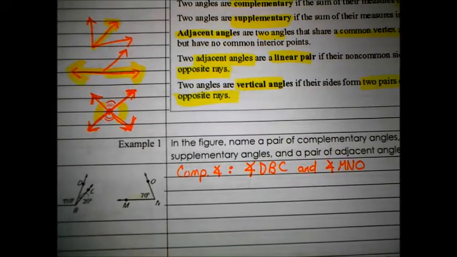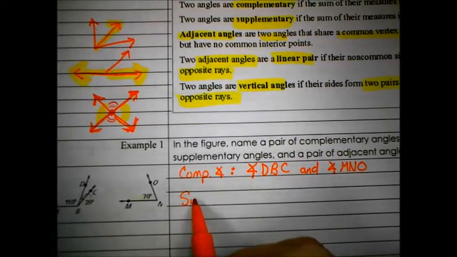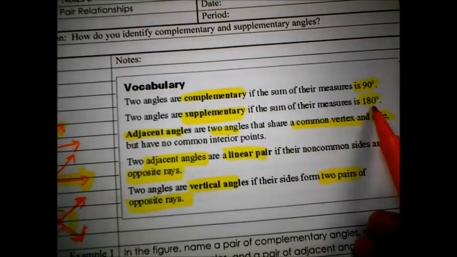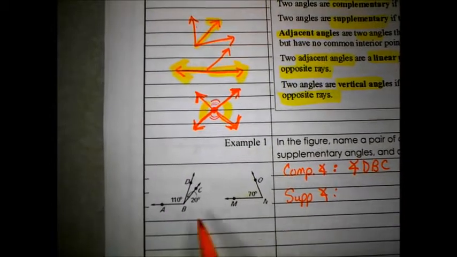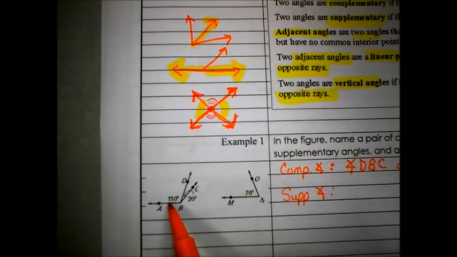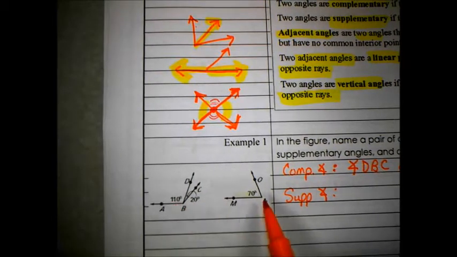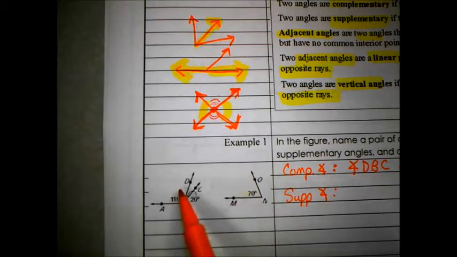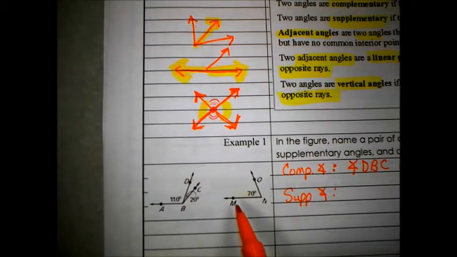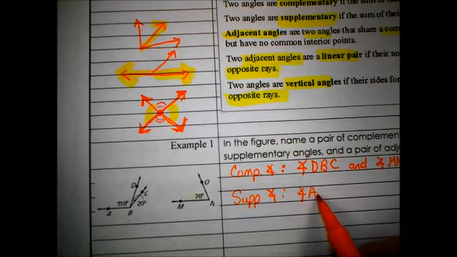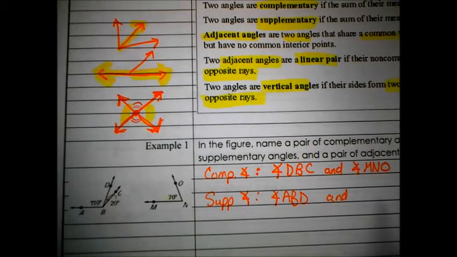If I name a pair of supplementary angles, remember supplementary angles add to 180 degrees. So if I'm looking at my angles, I have the 110, which I'm going to need, that's obtuse. The 20 gives me 130, but 110 and 70 gives me the 180. So I'm looking at the large angle of 110 and the angle of a 70 degree angle, adding together to give me my supplementary angles. So I'm going to have angle ABD and angle MNO.